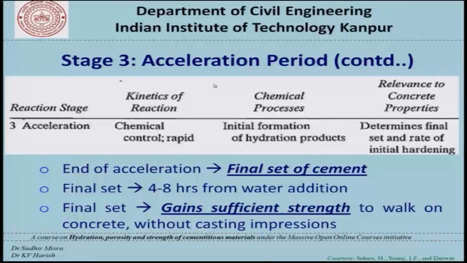Now, more information about acceleration period. The end of the acceleration period indicates the final set of cement. Final set typically ranges from 4 to 8 hours from the time water is added to cement, and the importance of final set is that the cement paste should have gained a substantial strength so that somebody can actually walk on the surface without any casting impressions.